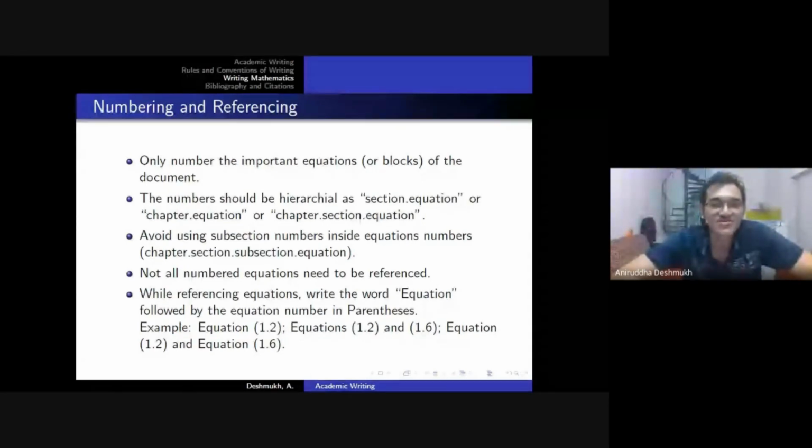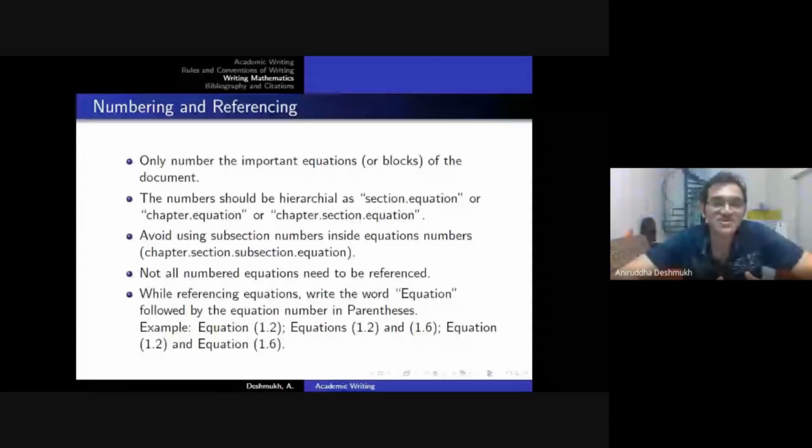So first of all, not all the equations which you have written should be numbered. Suppose that you are writing a very big thesis, then there would be approximately 100 equations. So there is no sense of numbering all of them. Instead, only number those equations which are important or will be used somewhere else. So while numbering them, the hierarchy should be kept in mind.